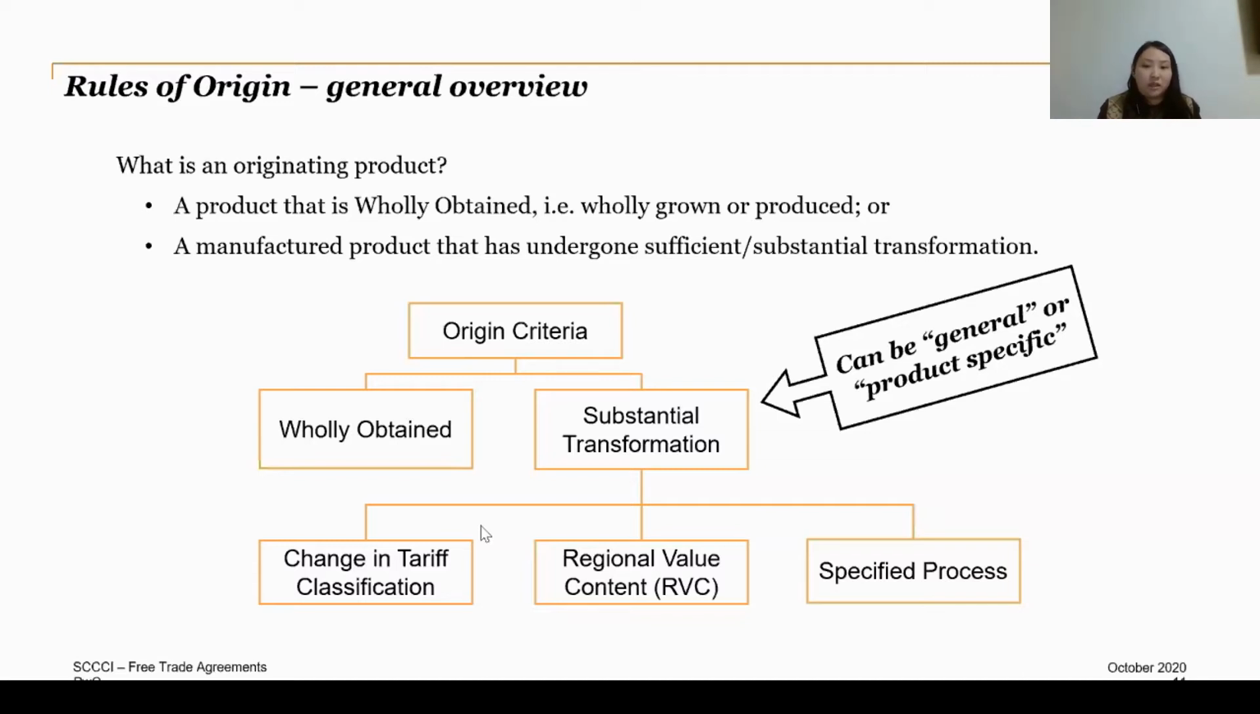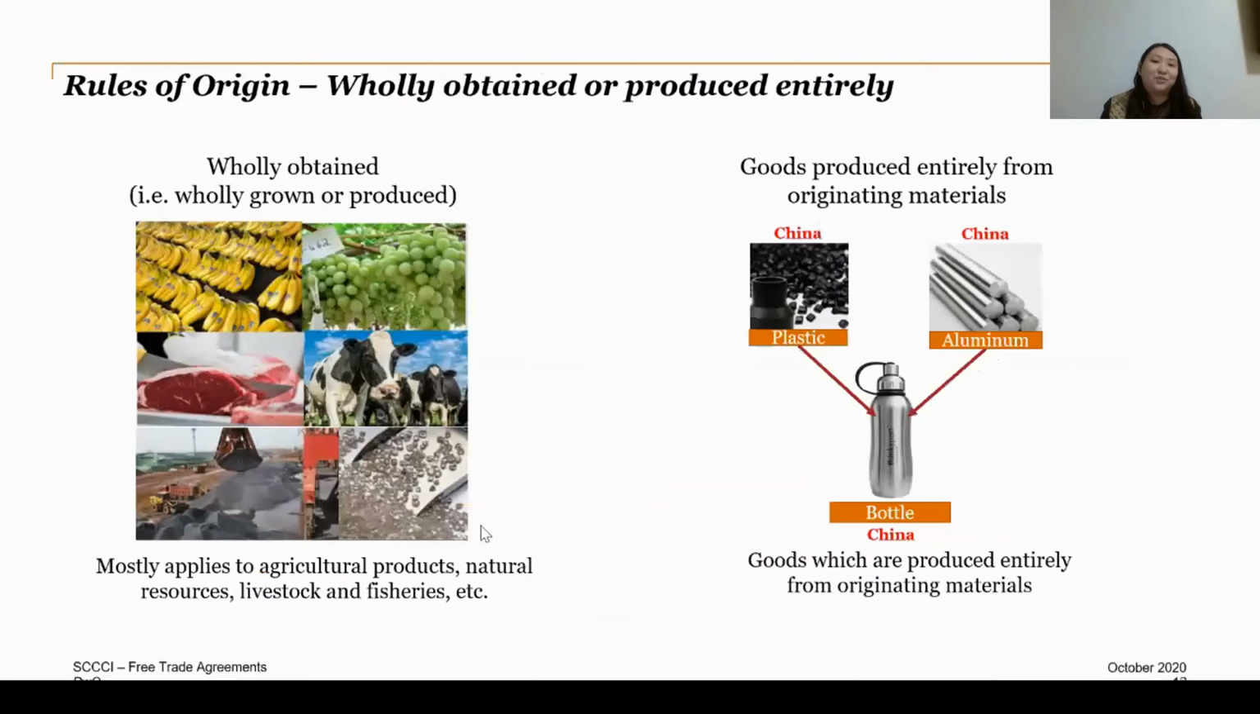Let me just go through that. So, rules of origin: wholly obtained. Wholly obtained is a very simple rule to me. Usually it's items that are naturally occurring in the country. So it's things like plants that are grown in the country, animals that are reared in the country, and minerals, for example, that you dig up in the ground, or fish that you catch in our territorial waters. So it's things that you find naturally occurring in the country.